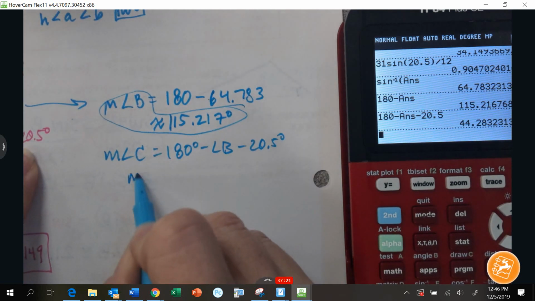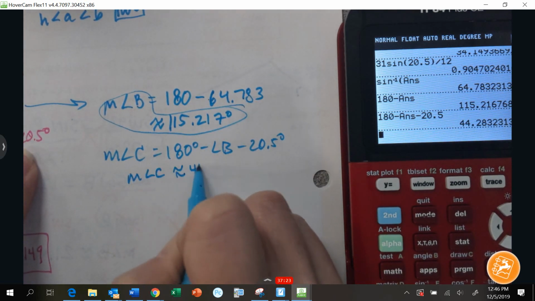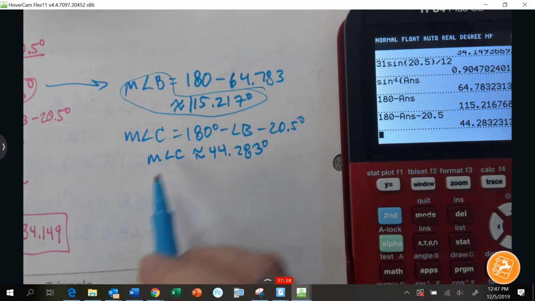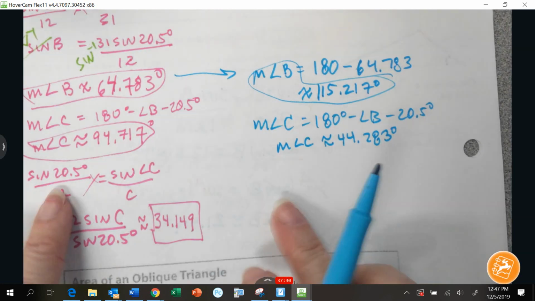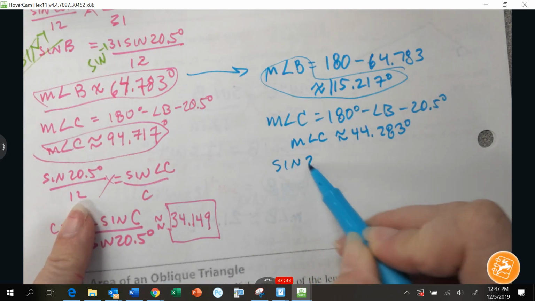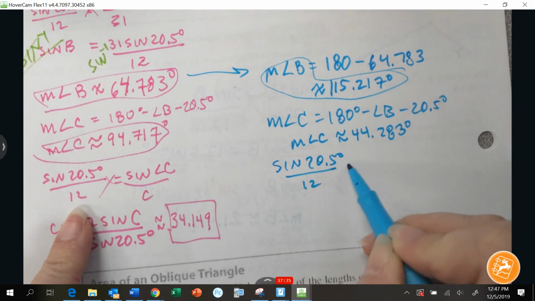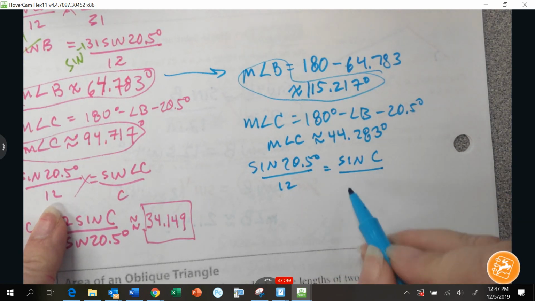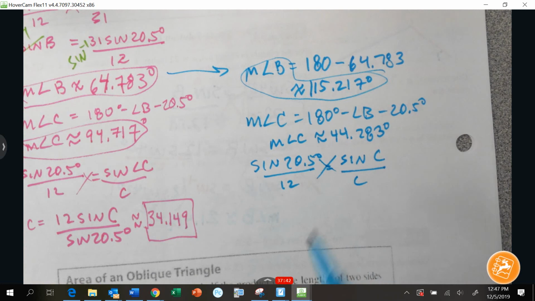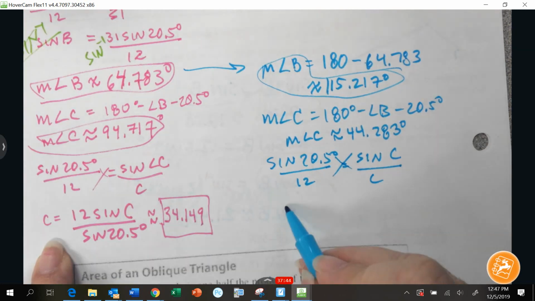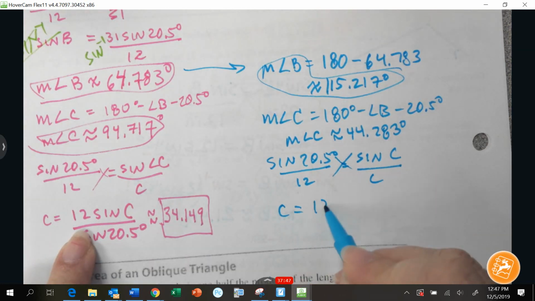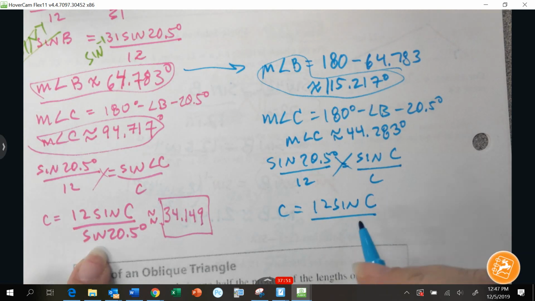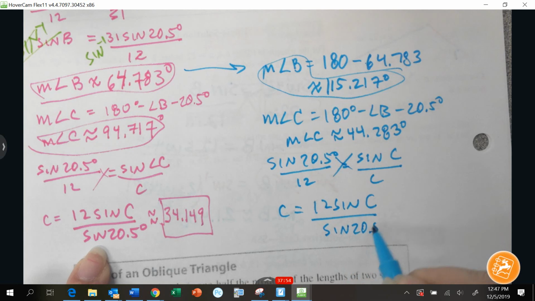Okay. So measure of angle C would be approximately 44.283. And then we will do our cross multiply. The same thing that we did right here, we're going to do again. So we're going to use sine 20.5 over 12, and we're going to do the sine of my new angle C, which is up there, divided by C. Cross multiply. I get the exact same thing I got over here. C equals 12 sine whatever this angle C is, which is new on my calculator, divided by sine 20.5.